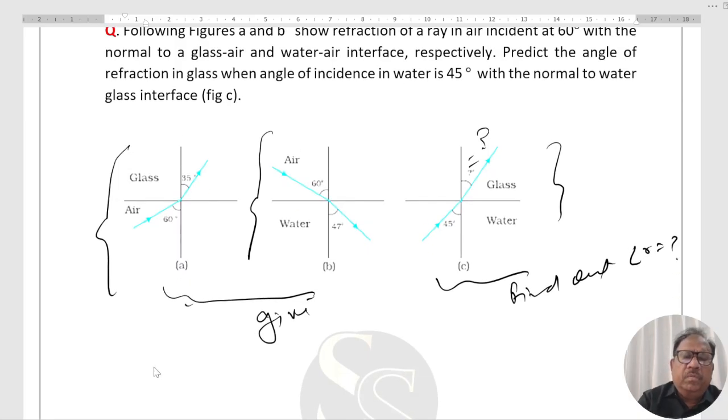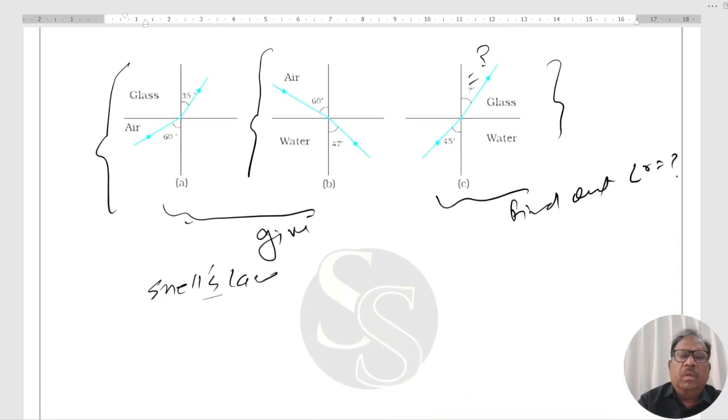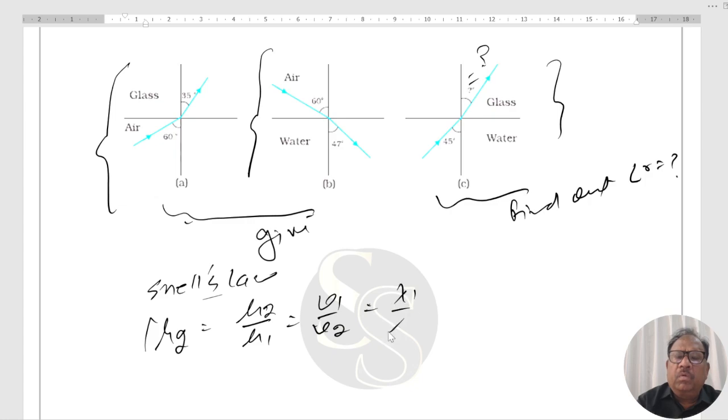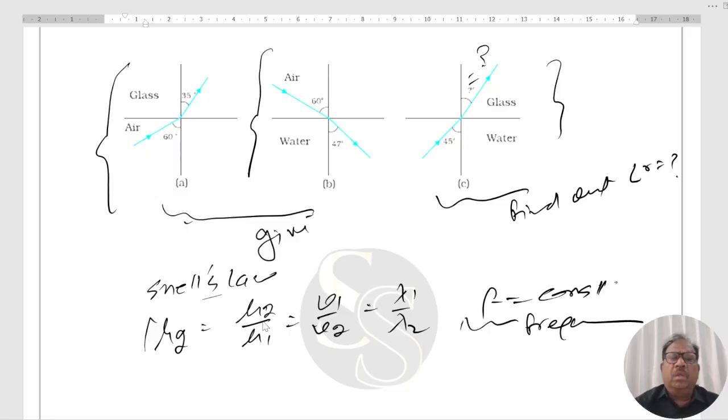What is Snell's law? Snell's law is 1 mu 2 over mu 1 equal to V1 over V2 equal to lambda 1 over lambda 2, and f equal to constant. That is frequency. These are the wavelengths, these are the velocities, right? These are refractive indices with respect to air.